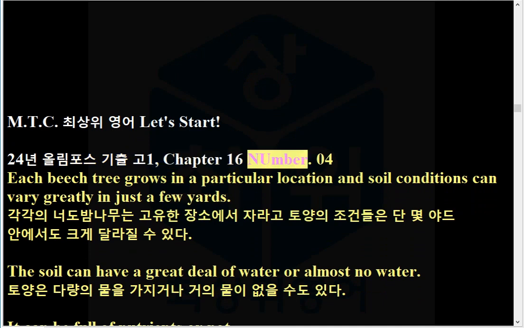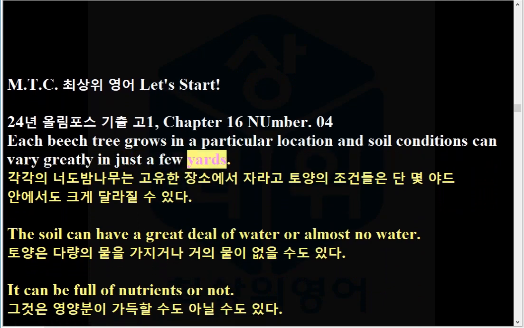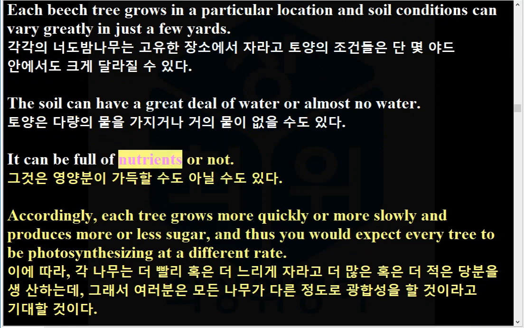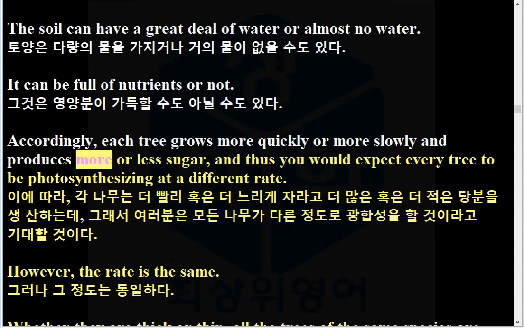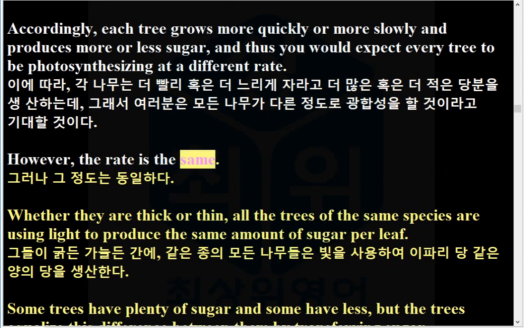Each beech tree grows in a particular location and soil conditions can vary greatly in just a few yards. The soil can have a great deal of water or almost no water. It can be full of nutrients or not. Accordingly, each tree grows more quickly or more slowly and produces more or less sugar, and thus you would expect every tree to be photosynthesizing at a different rate. However, the rate is the same.